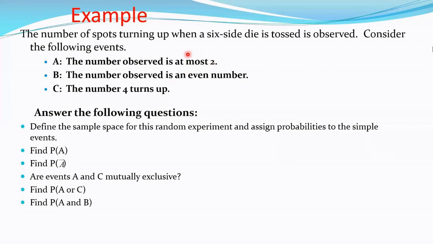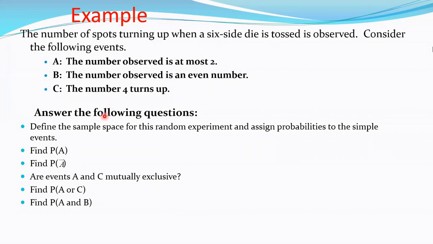Then B: the number observed is an even number. We looked at this example in the previous example. Then C: the number 4 turns up, just the number 4. These are the 3 events, which are made up of simple events.